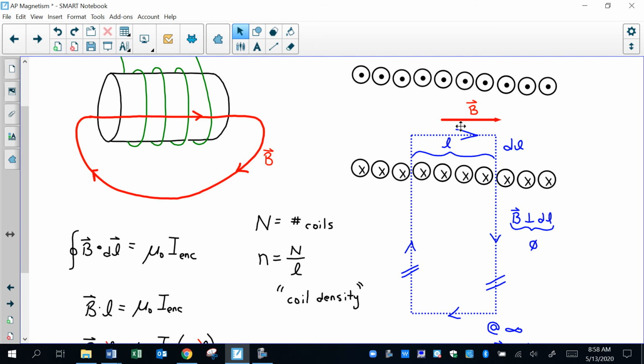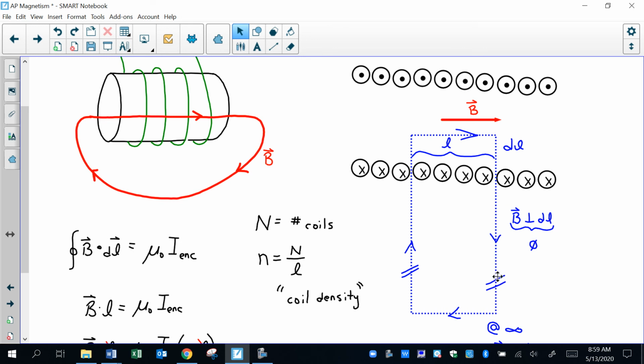Inside, I have a magnetic field pointing to the right. So I want a segment that is going straight to the right. I'm going to do a right turn, a 90-degree turn. This whole segment is perpendicular to my magnetic field. So I get 0 for my dot product. Out here, I have my magnetic field coming back to the left. It's still perpendicular, 0. The shape I'm going to choose, though, is infinitely long.